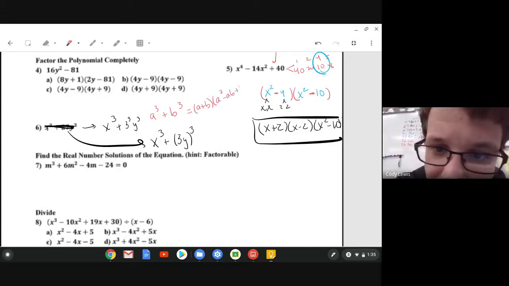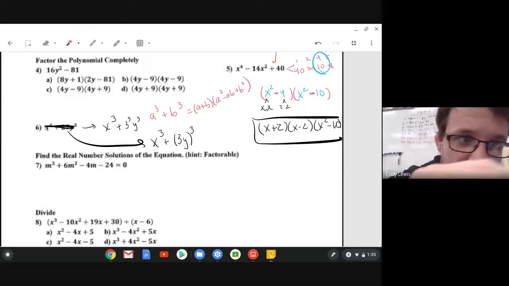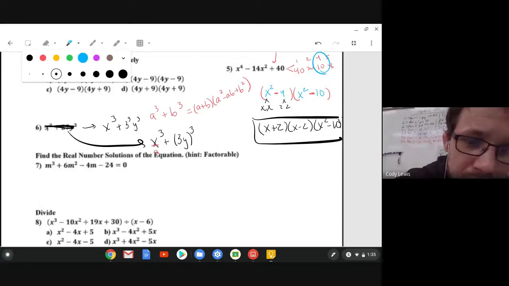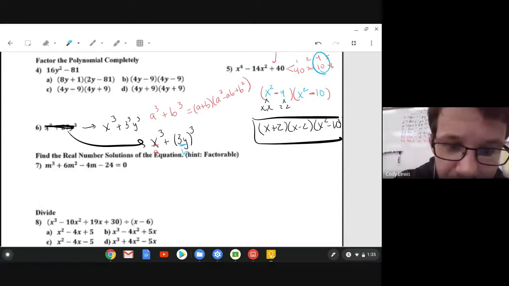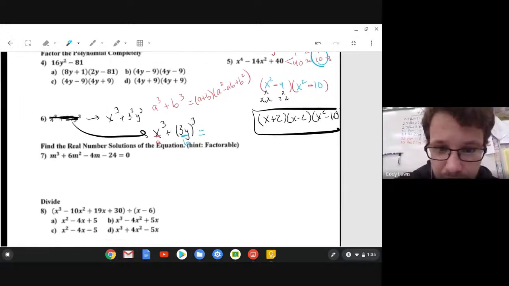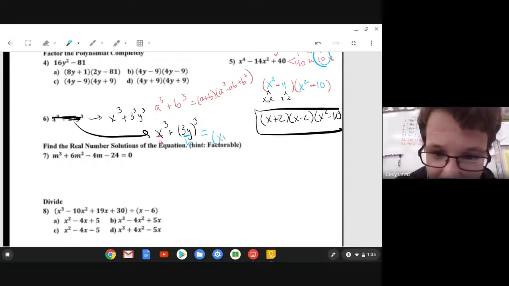So I just got to find what a and b are and then plug them into this mess. So x is your a and 3y is your b. So I'm just going to plug it in. So this is actually just going to become x plus 3y, that's a plus b. I take a and I square it, so I write x squared.